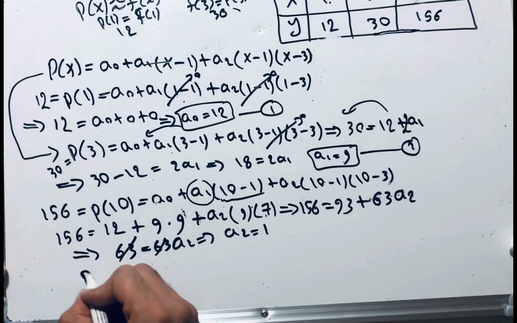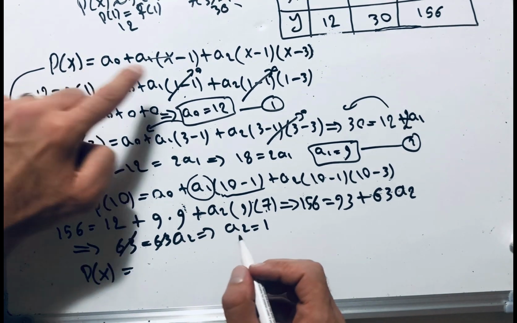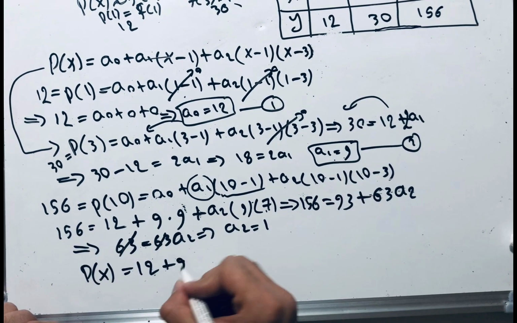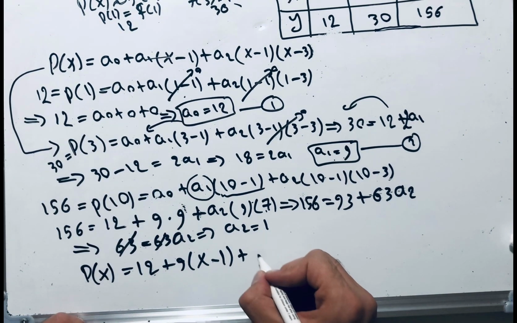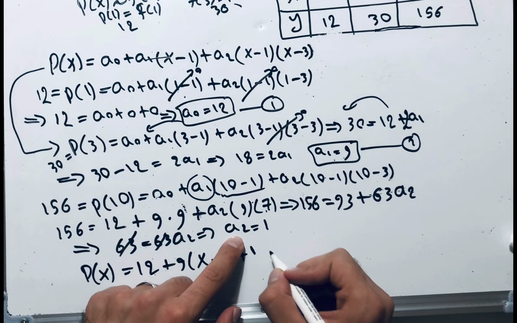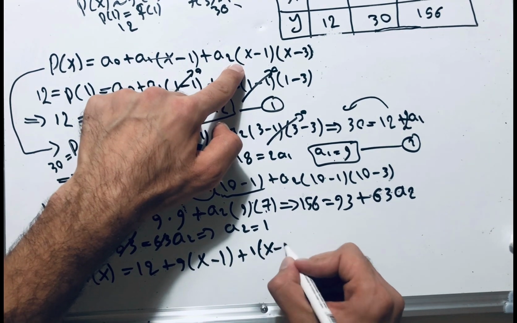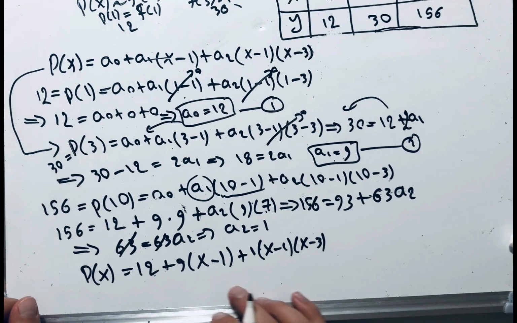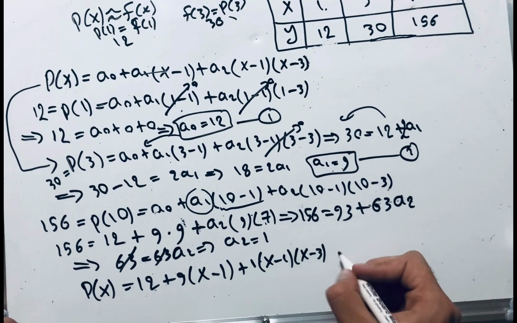Now, the general polynomial p of x is equal to a naught, which is just 12, plus a1, which is just 9, times x minus 1. Okay, and then plus a2, which was just 1, times x minus 1, x minus 3. So if you leave it like this, then it's correct. If not, you can simplify it even more, which we can actually do.